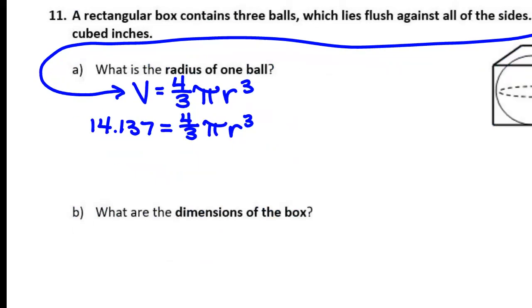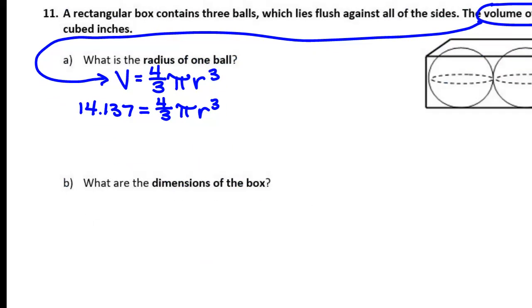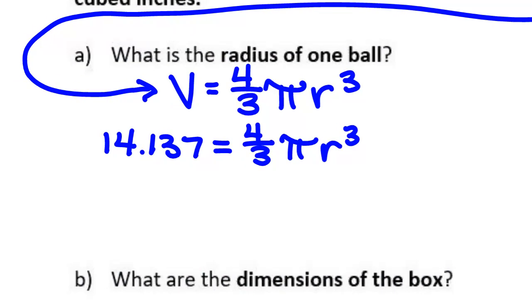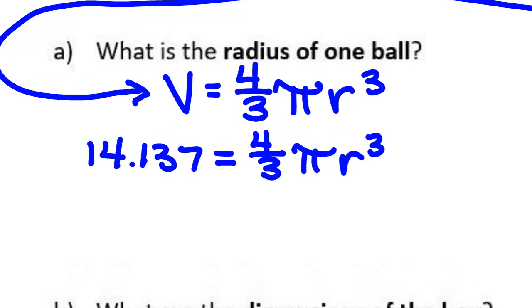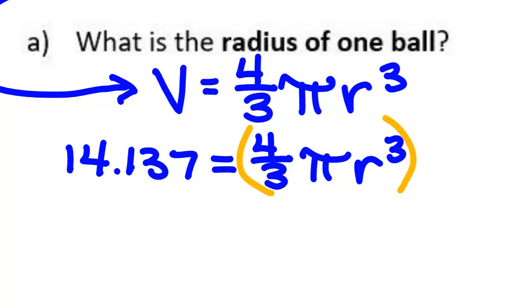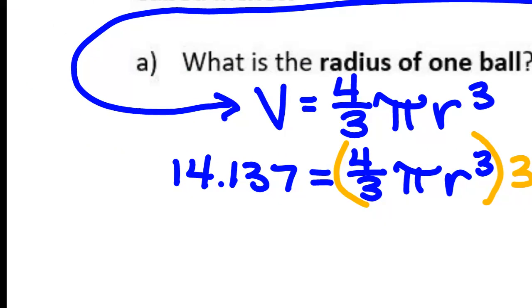I see a fraction. I do not want a fraction as I'm trying to solve this. What operation gets rid of fractions? Multiplication. What part of the fraction do you multiply by? By the denominator. What's in the denominator of our fraction? A 3. So we multiply both sides by 3.